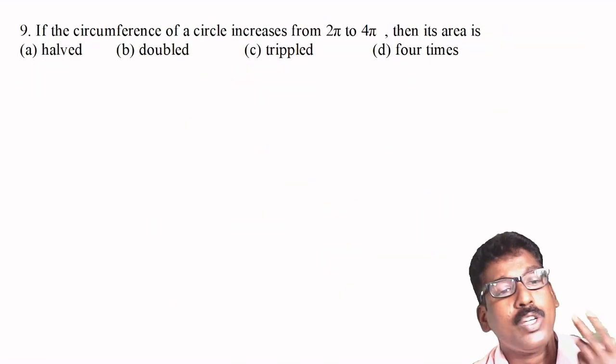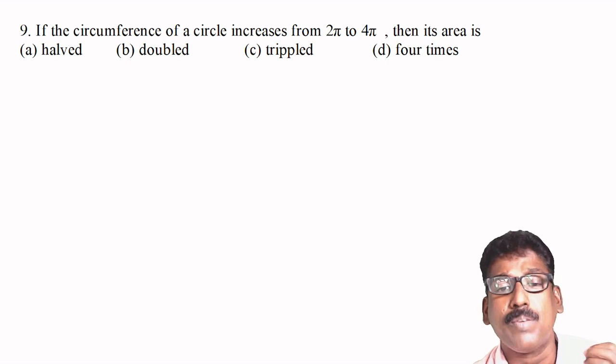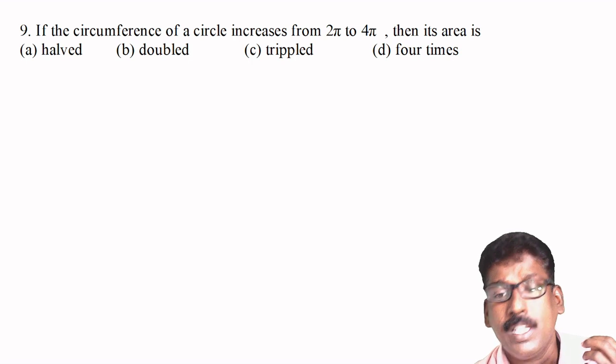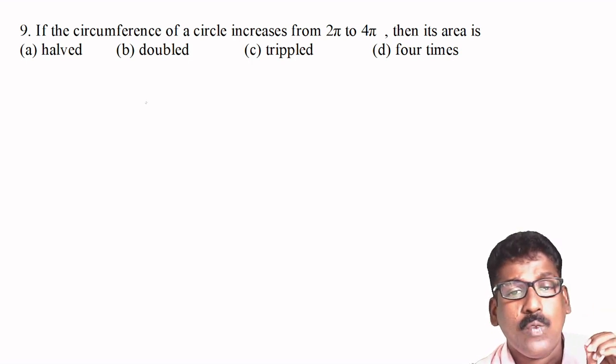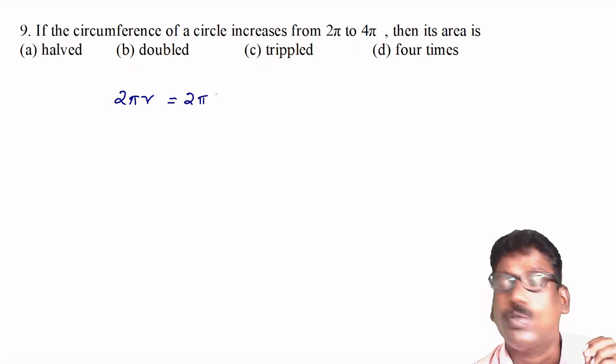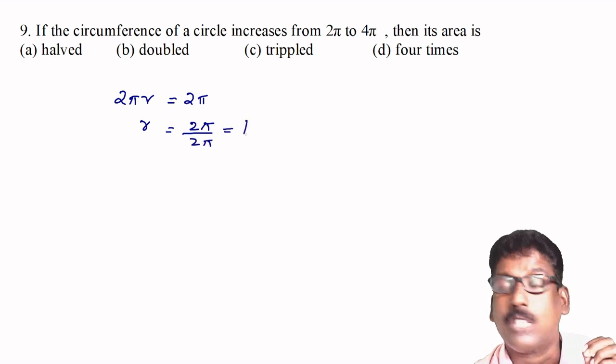Now let us look at question number 9. If the circumference of a circle increases from 2 pi to 4 pi, then its area is? Here two cases are there. First one, circumference is 2 pi. Let R be the radius. Then circumference 2 pi r is equal to 2 pi. What is the radius then? 2 pi divided by 2 pi, which is equal to 1.